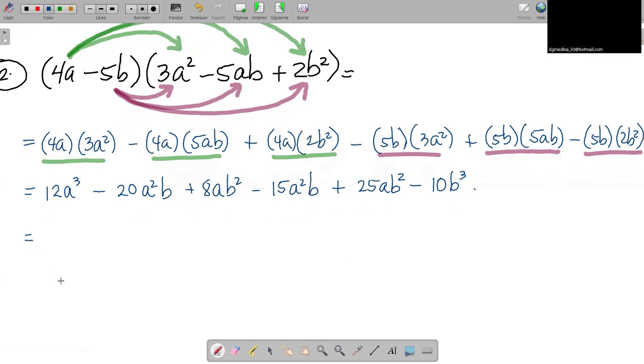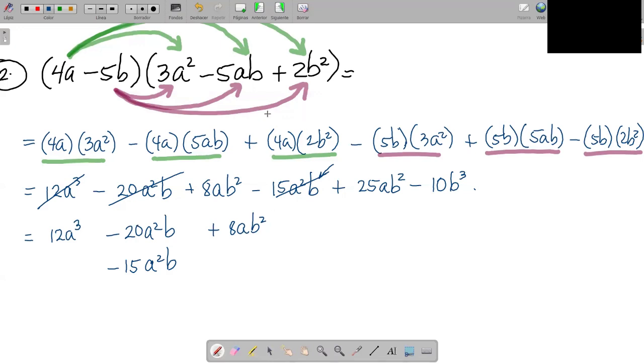Okay? So, I'm going to order the like terms in columns, like ordering the same fruits in the same column. So, we'll start with the 12a to the cube. 12a to the cube. Do we have another a to the cube here? No, that's the only one. So, I'm going to express this 12a to the cube. Now, let's continue with this. Minus 20. Remember to write the sign. A to the square b. Do we have another a to the square b? Yes, this one. So I'm going to write it here below. Do you see? The same column, the same type of variable.